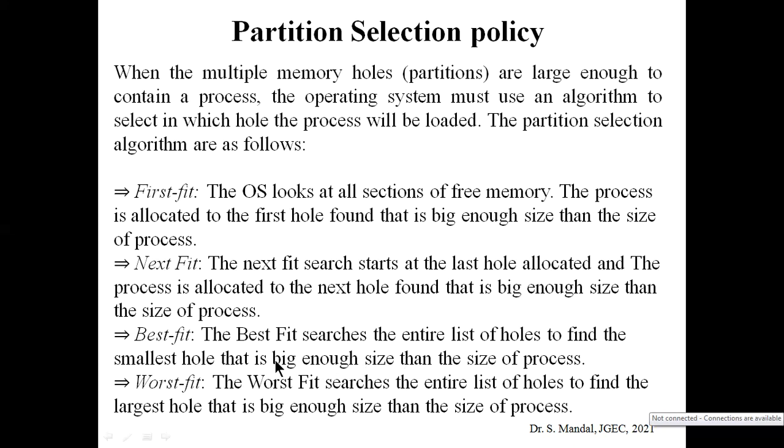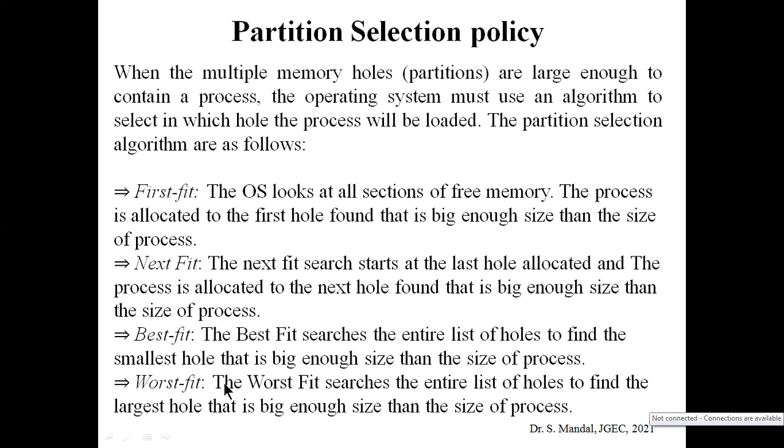That means it finds the smallest hole that is big enough to accommodate that process. So the 3 kilobyte hole will be allocated to the process. Although the 4 kilobyte holes could also be allocated to the new process, if you are using the best fit technique, we should find the smallest hole that is big enough to accommodate that process.